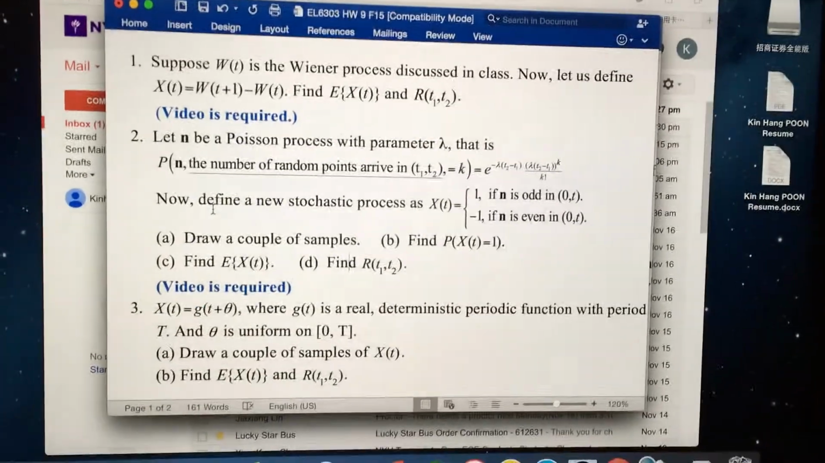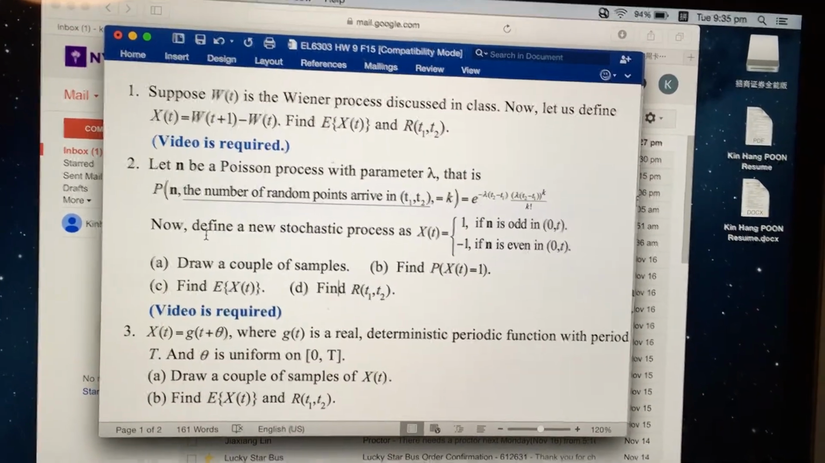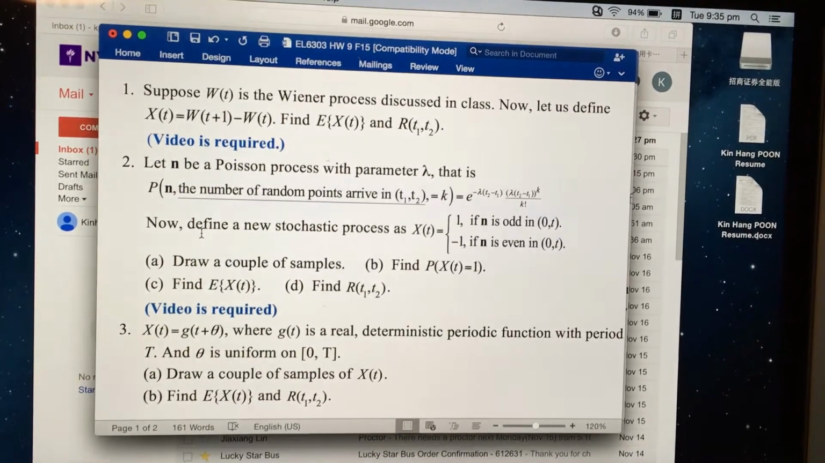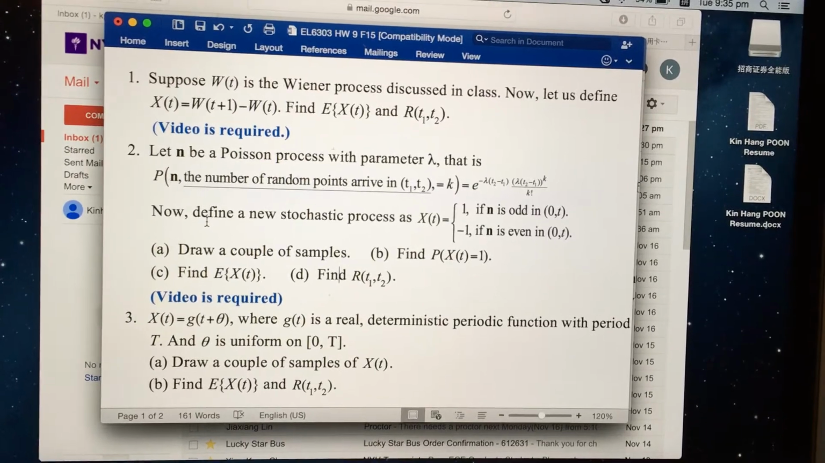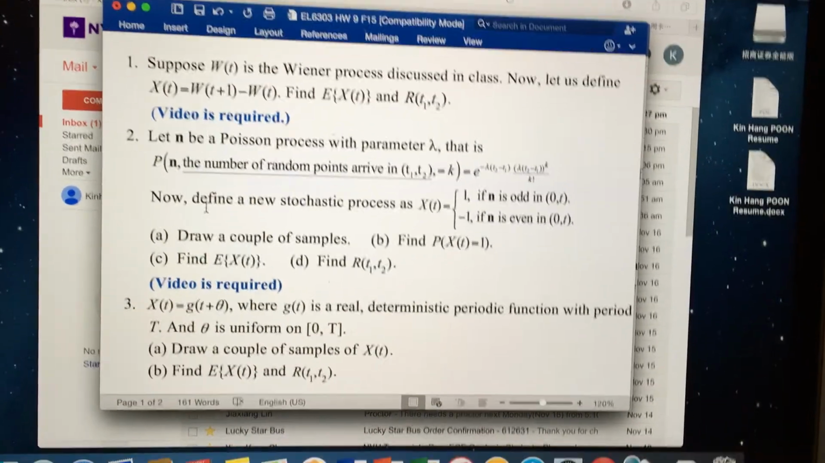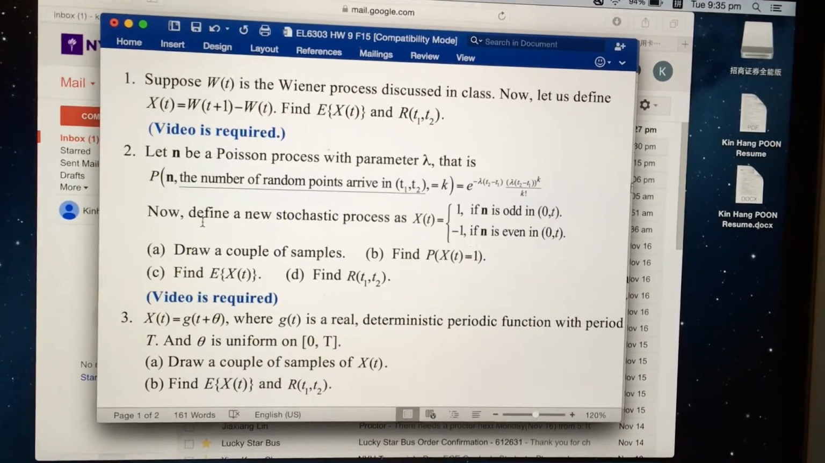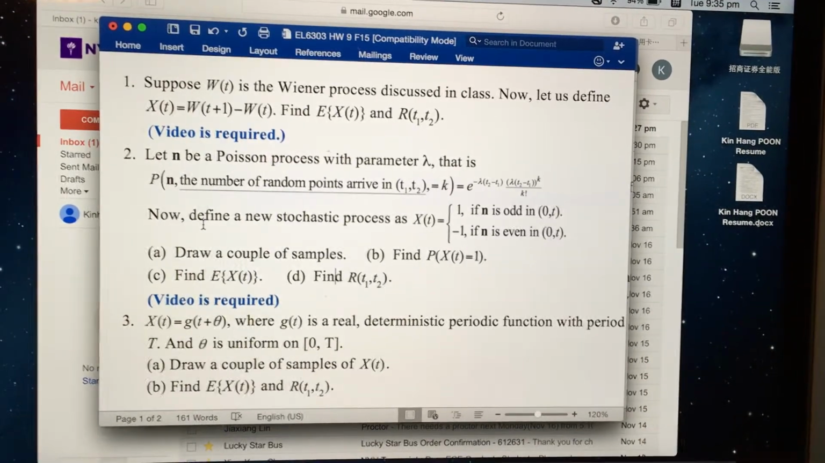Here's the solution to question 2 of homework 9. From question 2, we have to solve 4 problems. Let's begin. The first problem is drawing a couple of samples.